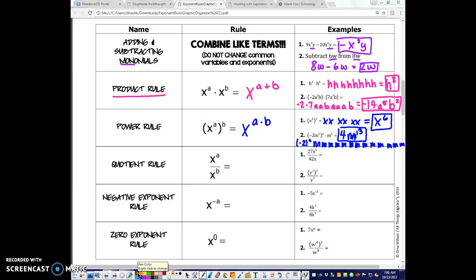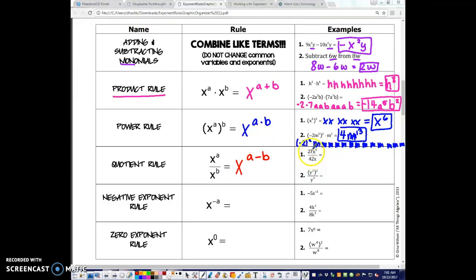All right, so let's look at the quotient rule. Okay, the quotient rule. Quotient rule says x to the a over x to the b is the same as saying x to a minus b. Okay, that's the rule here.